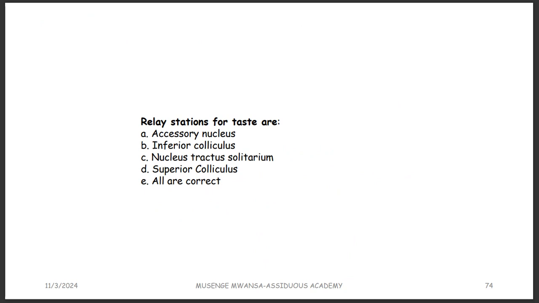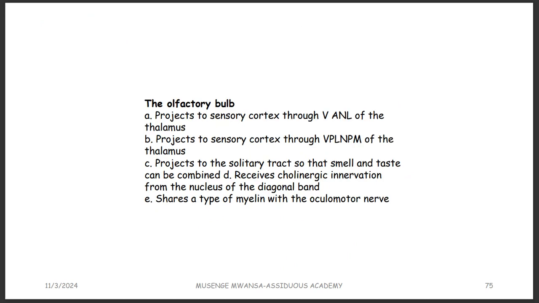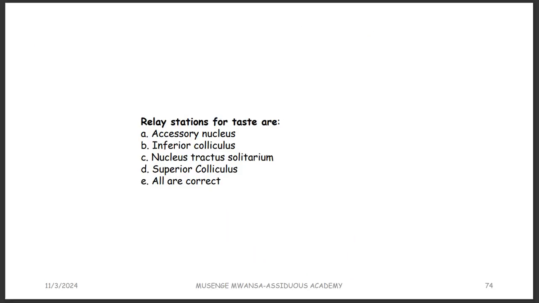The nucleus tractus solitarius. The olfactory bulb projects to sensory cortex through the nucleus tractus solitarius.